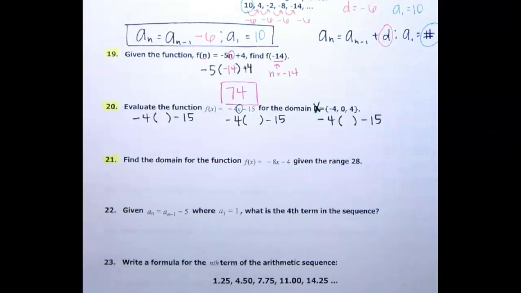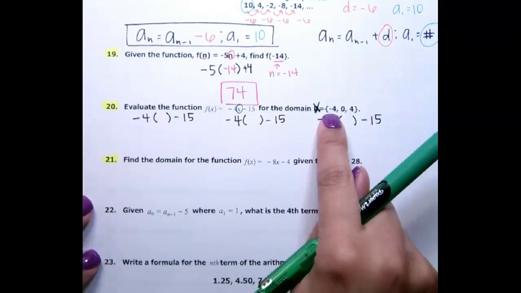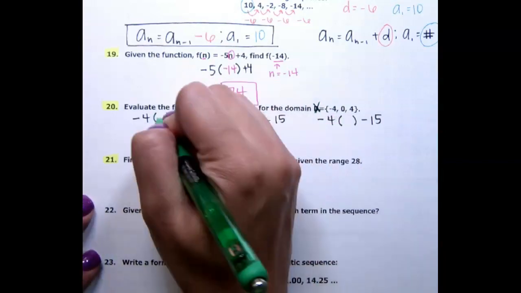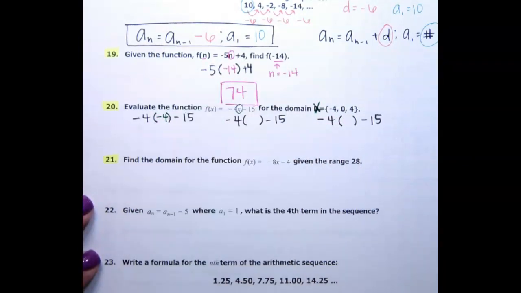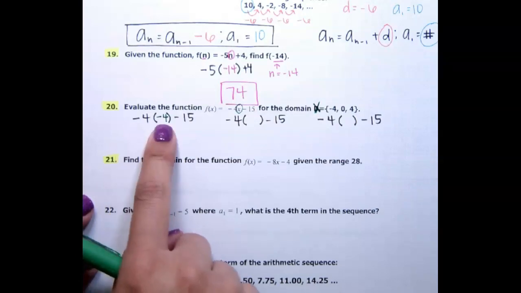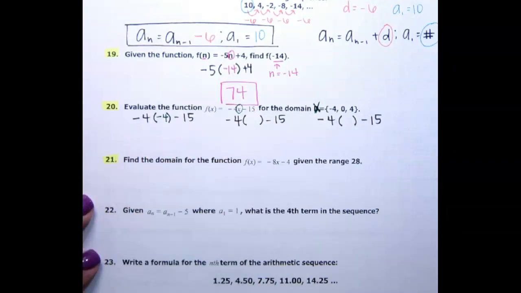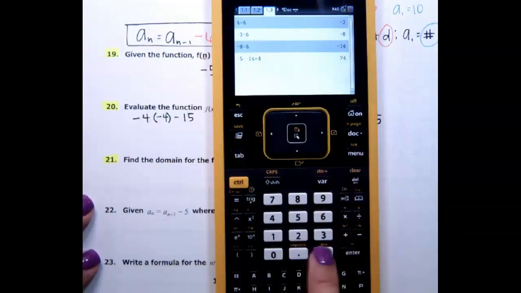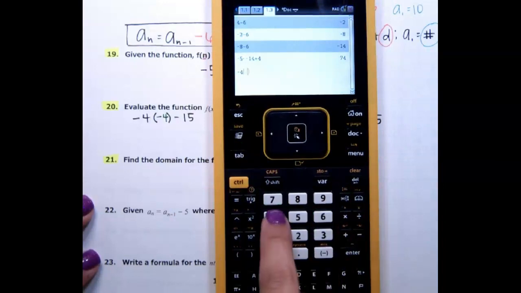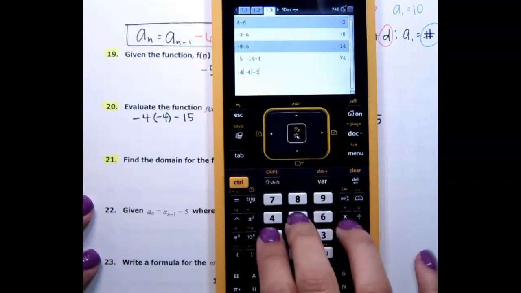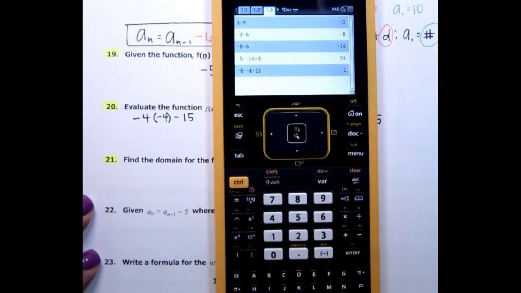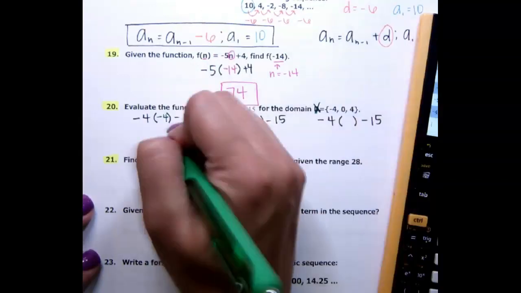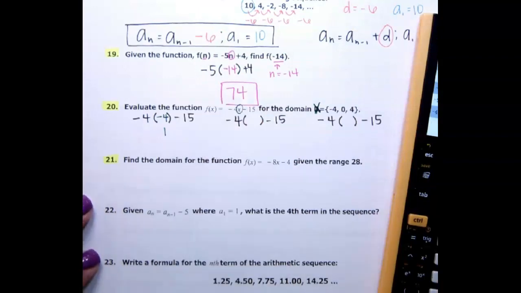Well, the first x value that I'm given in the problem, right here in my braces or curly brackets, is -4. So I put this in here. So -4 times -4 minus 15. Even if you think you're good at mental math, double check with the calculator. -4 times -4 minus 15 equals 1. So my first answer is 1.